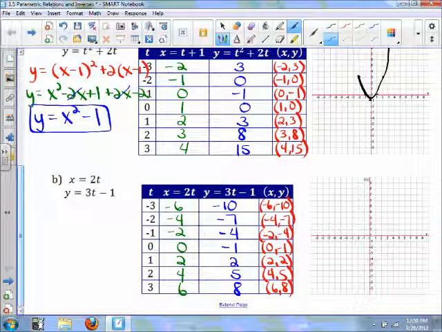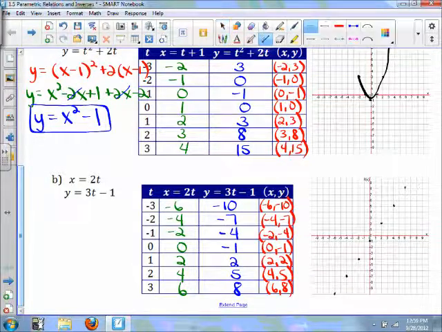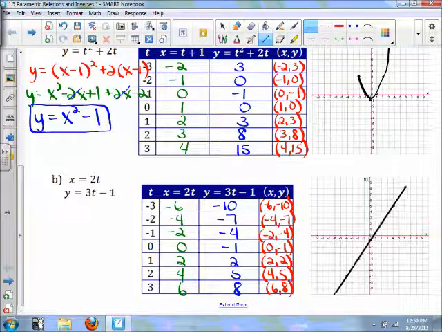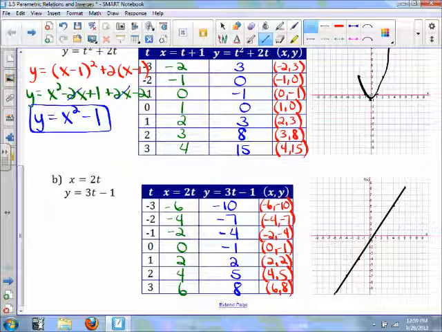Now when we plot these, -6, -10 will be right here. -4, -7 will be right there. -2, -4, 0, -1, 2, 2, 4, 5, and 6, 8. So there's our line. Now when we connect them, that's what we'll have.